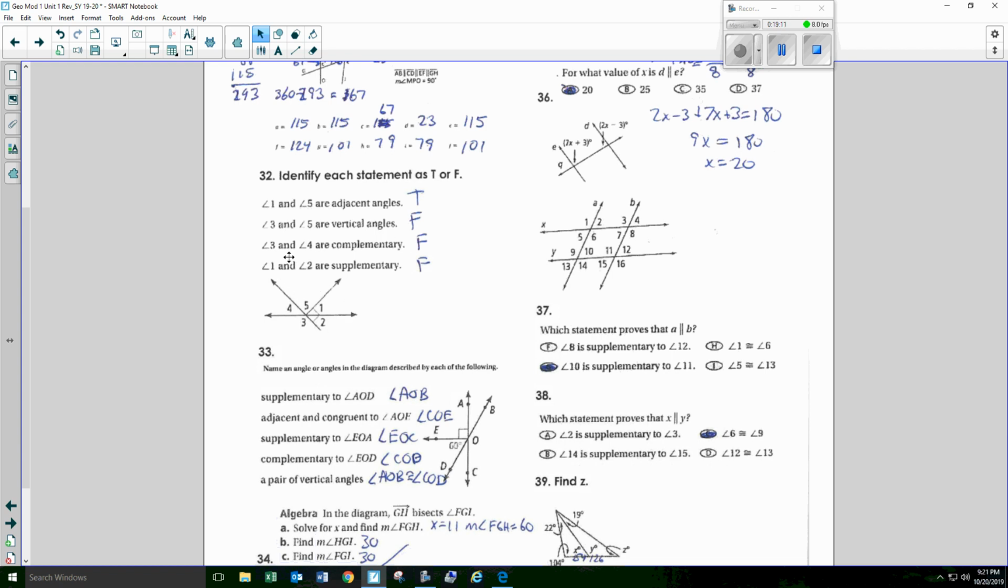Vertical angles. 3 and 4 are complementary. 3 and 4 are not complementary. They are supplementary. They form a linear pair. They're supplementary. And 1 and 2 are supplementary. No, 1 and 2 are not supplementary. They are complementary. They add to 90 degrees with our right angle symbol right there.